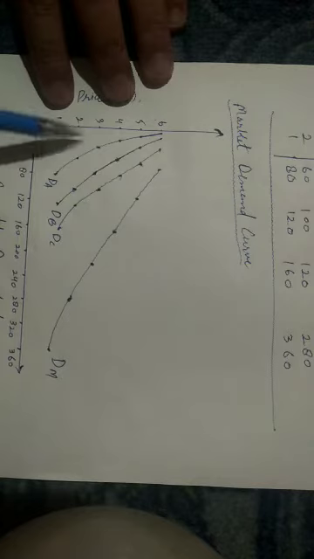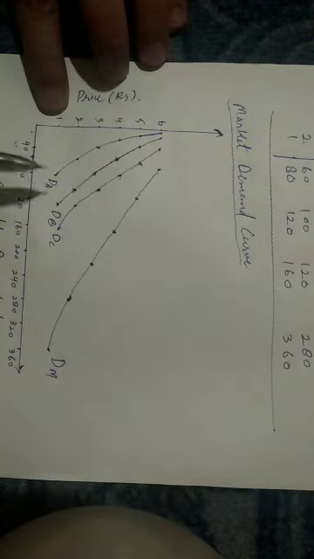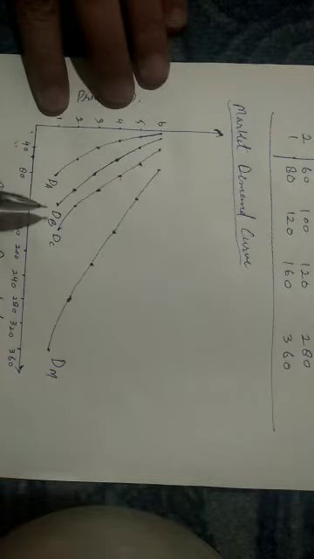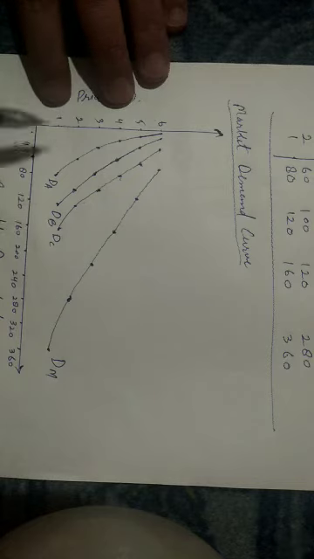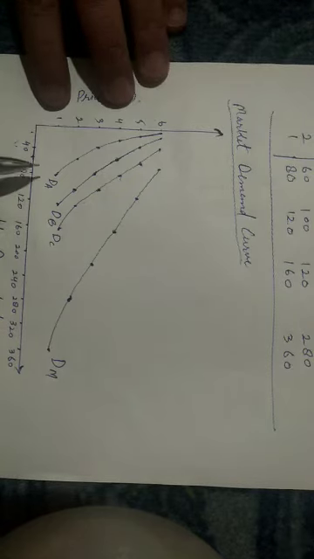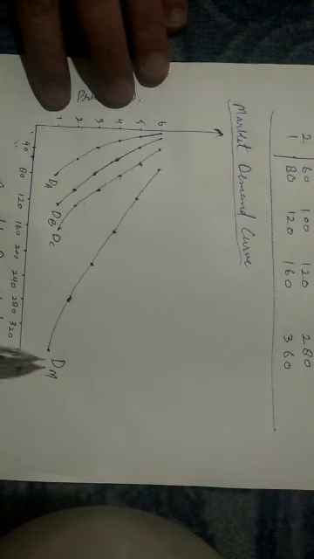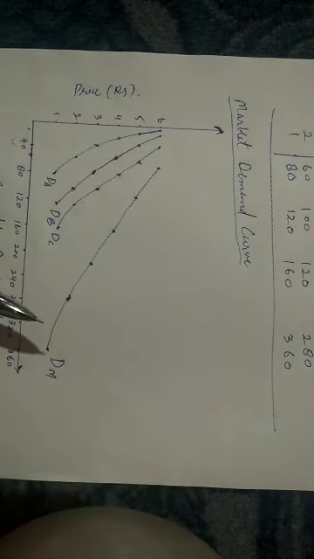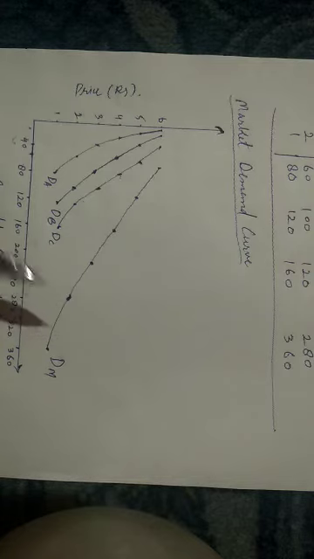Finally, when the price is rupees 1 per kg, A's demand is 80 kgs, B's demand is 120 kg, C's demand is 160 kg, and the market demand is the summation of individual demands. That means 80 plus 120 plus 160, that's 360. That means market demand is 360. These dots show us various price quantity combinations.